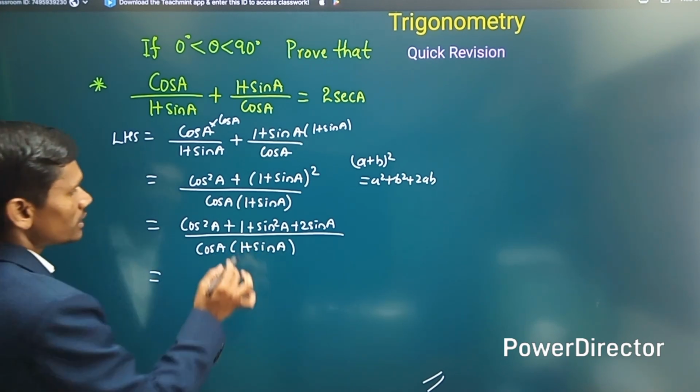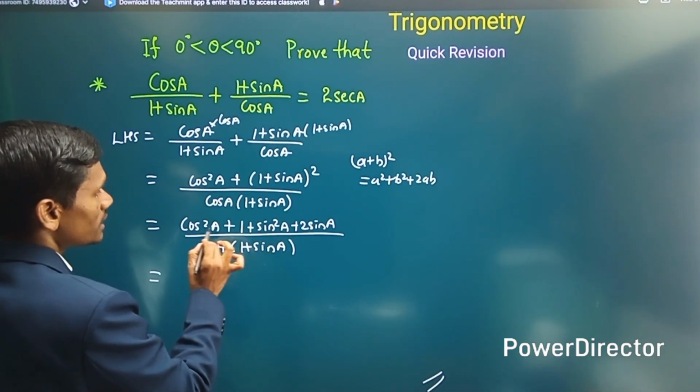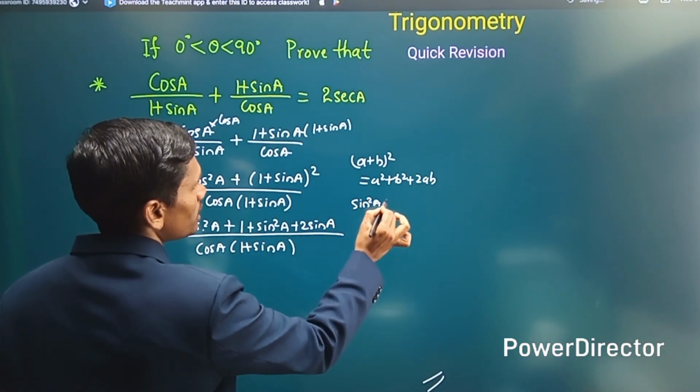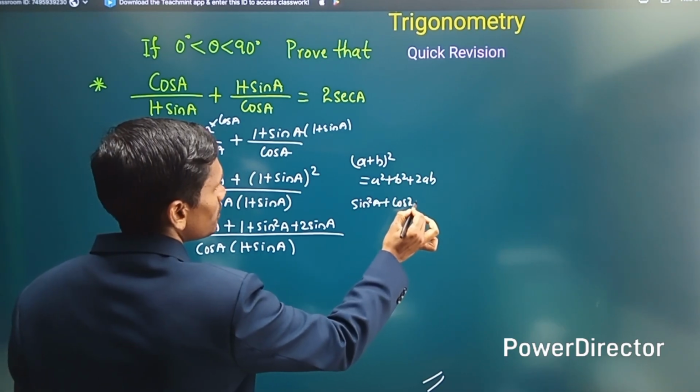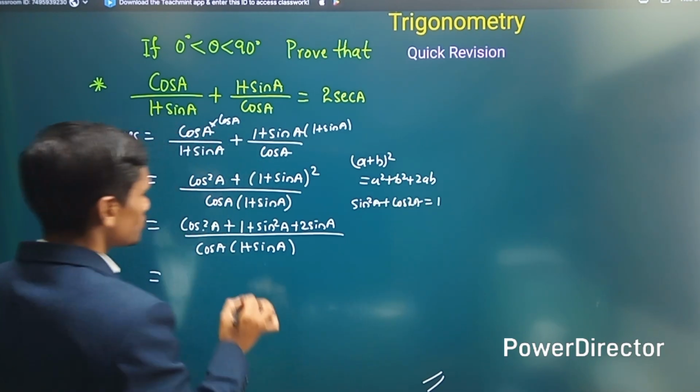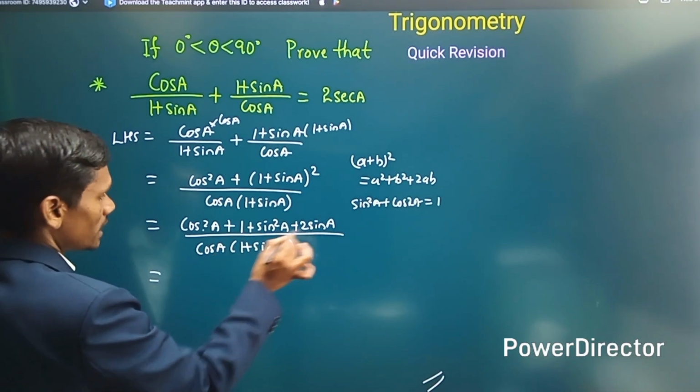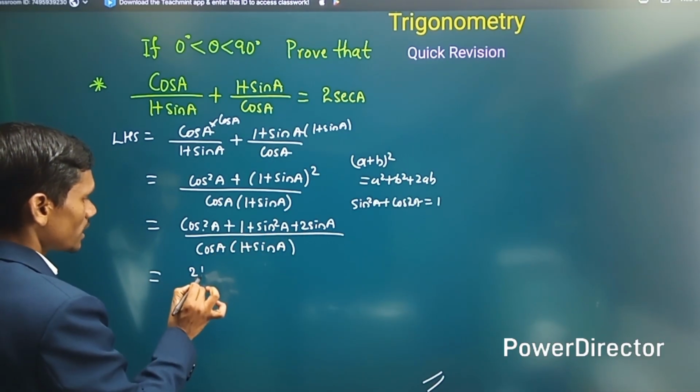Now coming to this, what does this become here? cos square A plus sin square A. This sum is equal to 1, right? You know this identity: cos square A plus sin square A is equal to 1. So in this place, if you substitute 1, 1 plus 1 is 2, 2 plus 2 sin A. So you are getting 2 plus 2 sin A.